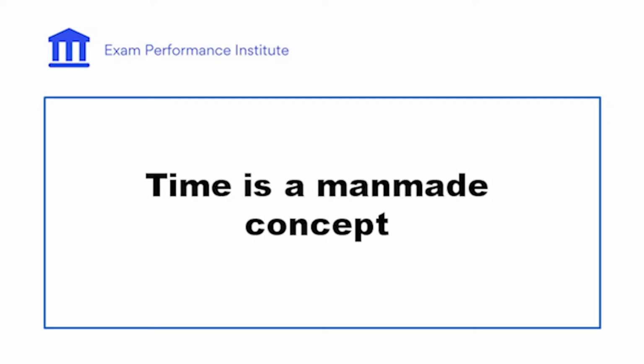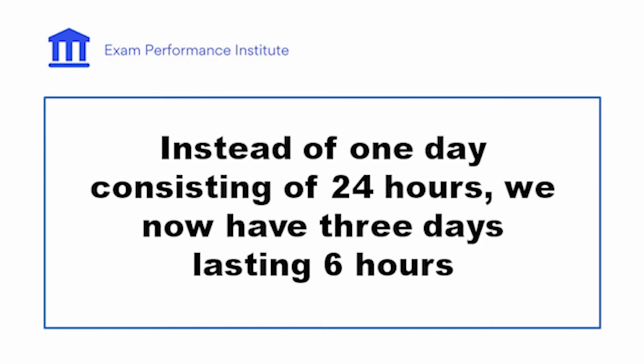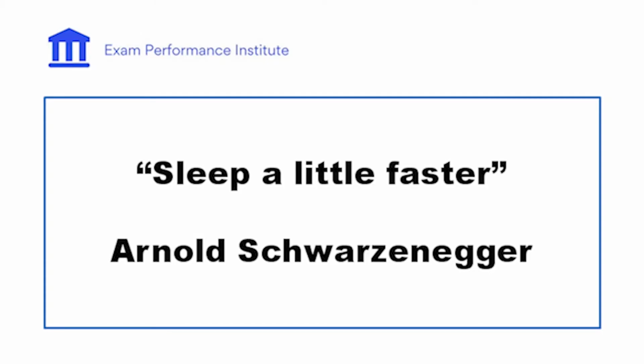Time is a man-made concept. So instead of having one day consisting of 24 hours, we can break that down further into 3 days of 6 hours with designated time of 6 hours for sleep. Now, some people like to sleep 8 hours a day. A lot of high performance people, including famously Arnold Schwarzenegger, the Terminator, legendary bodybuilder and former governor of California, says people should just sleep a little faster. And I agree with him. 6 hours is plenty enough time, especially when you're young and in college, to be able to maximize your performance.